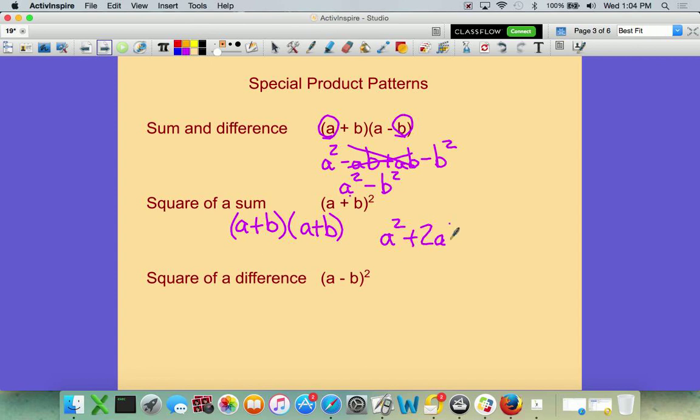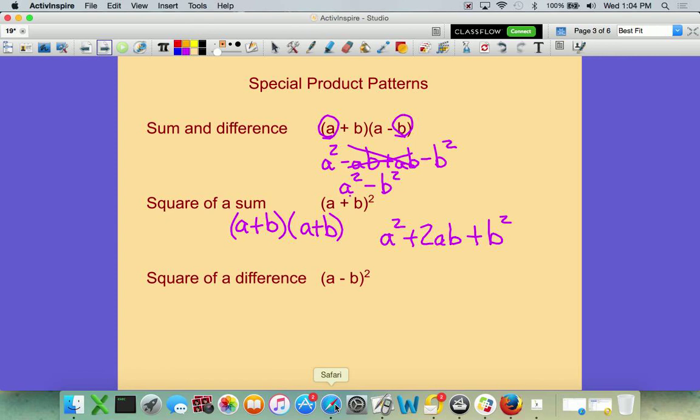We have 2AB. And then our last is B squared. The shortcut for this, when it's exactly the same like this: take your first term and square it. Take your last term and square it. To get the middle term, we multiply these two together and then multiply it by 2. So that's where the 2AB came from.